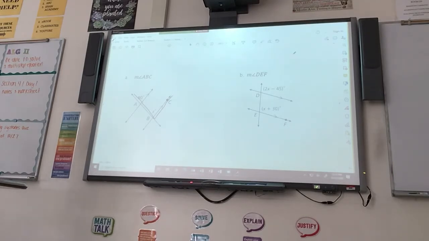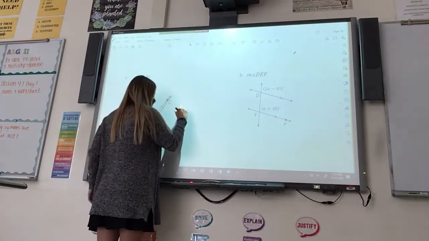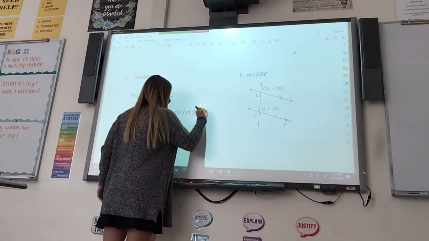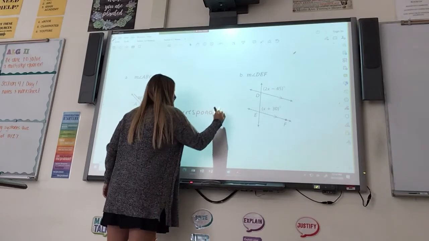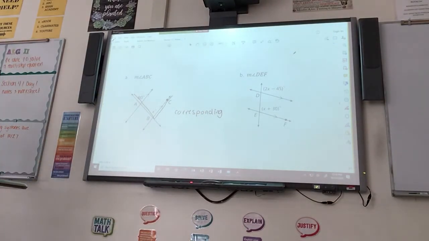They're on the same side of the transversal. One's on the interior, one's on the exterior. What type of angle is that? Yes, there you go, Morgan. That's corresponding angles. Then you have to think back: are corresponding angles congruent or supplementary?